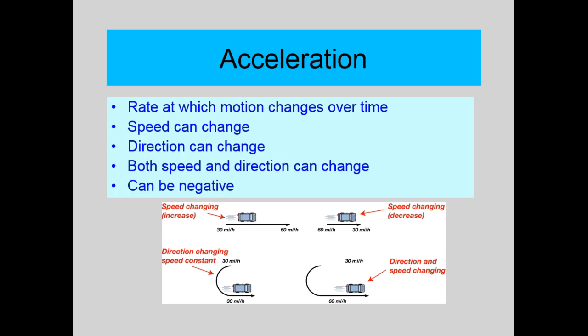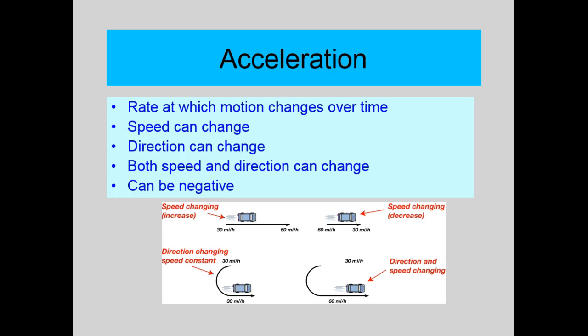The change is always final minus initial. This would be 60 minus 30 divided by however long that took, the time. Okay? So that would be a positive acceleration. This would be 30 minus 60, which is negative 30 divided by whatever time it took. Okay? So that would be a negative acceleration. The speed is decreasing. Okay? That would be the brake. Okay? This would be the accelerator.